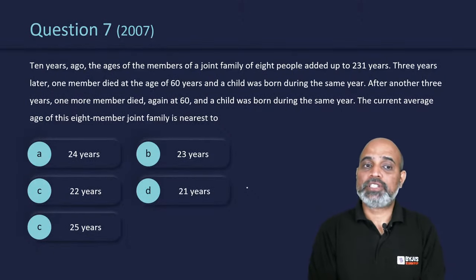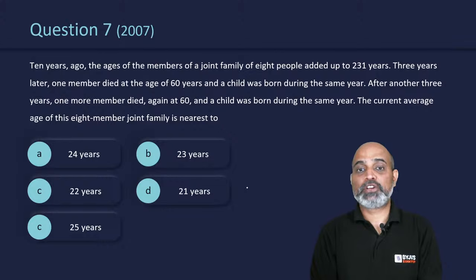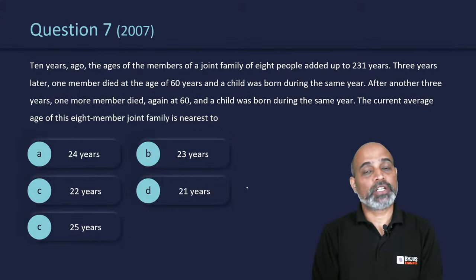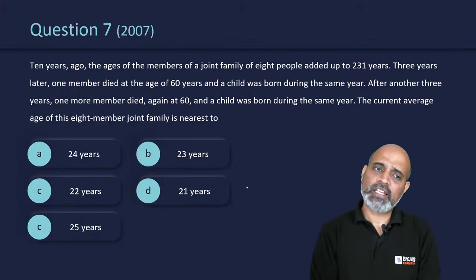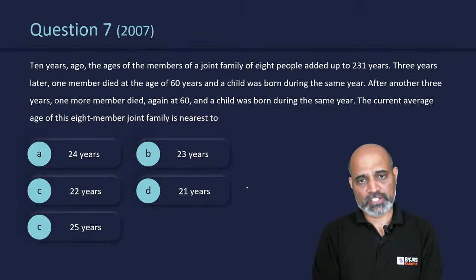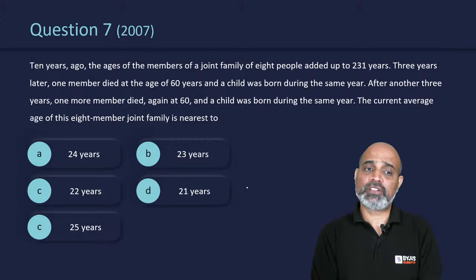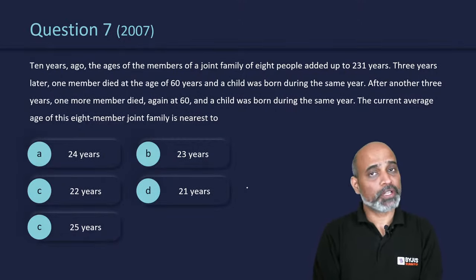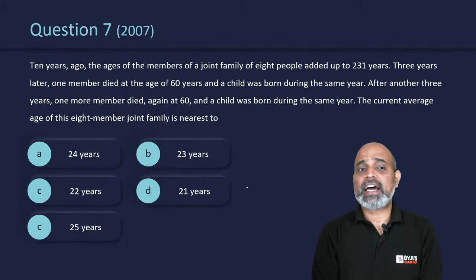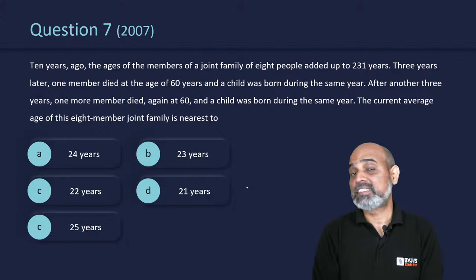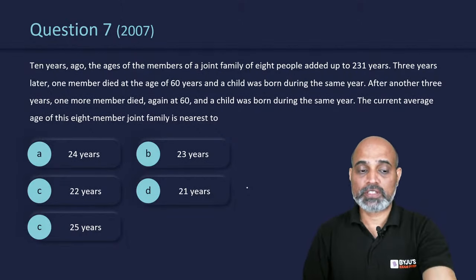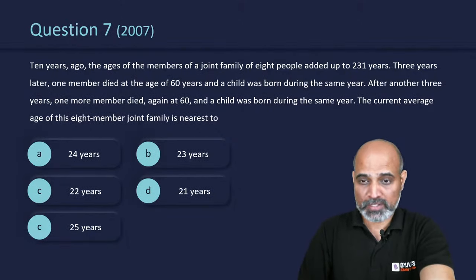10 years ago, the ages of the members of a joint family of 8 people added up to 231 years. 3 years later, one member died at the age of 60 years and a child was born during the same year. After another 3 years, one more member died, again at 60, and a child was born during the same year. The current average age of this 8-member joint family is going to be nearest to. So this is a question based on averages.